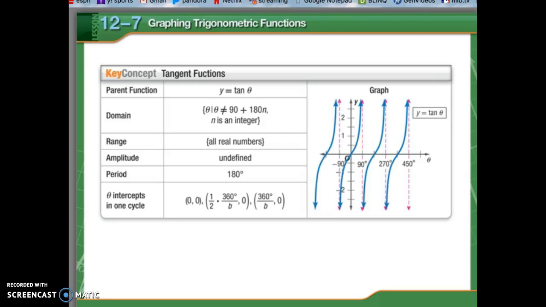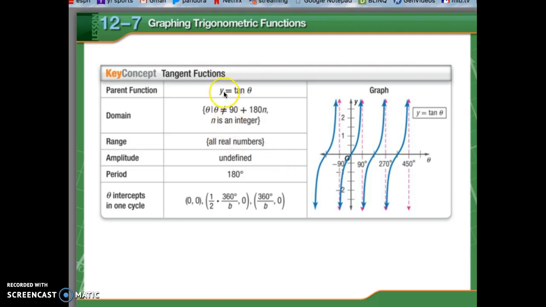Okay, we are picking up with the Unit 4 Lesson 7 video, again out of Chapter 12 in the textbook. And the first example we're going to look at is example 4, but before we get to that, we have another key concept on the tangent function.